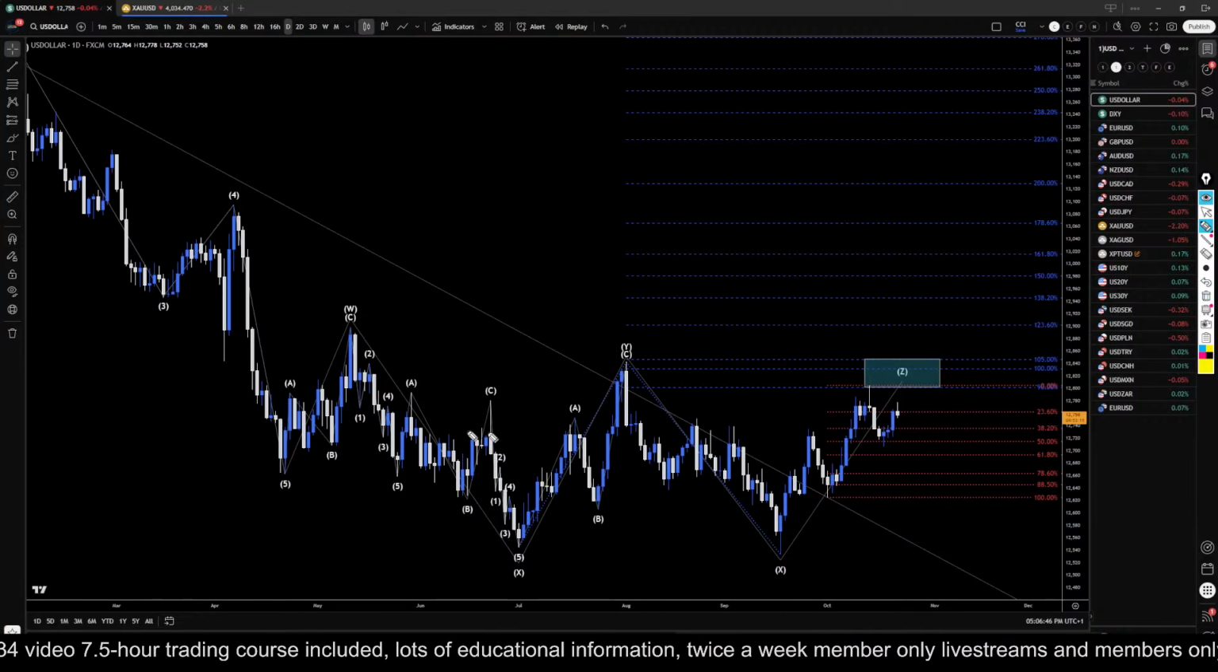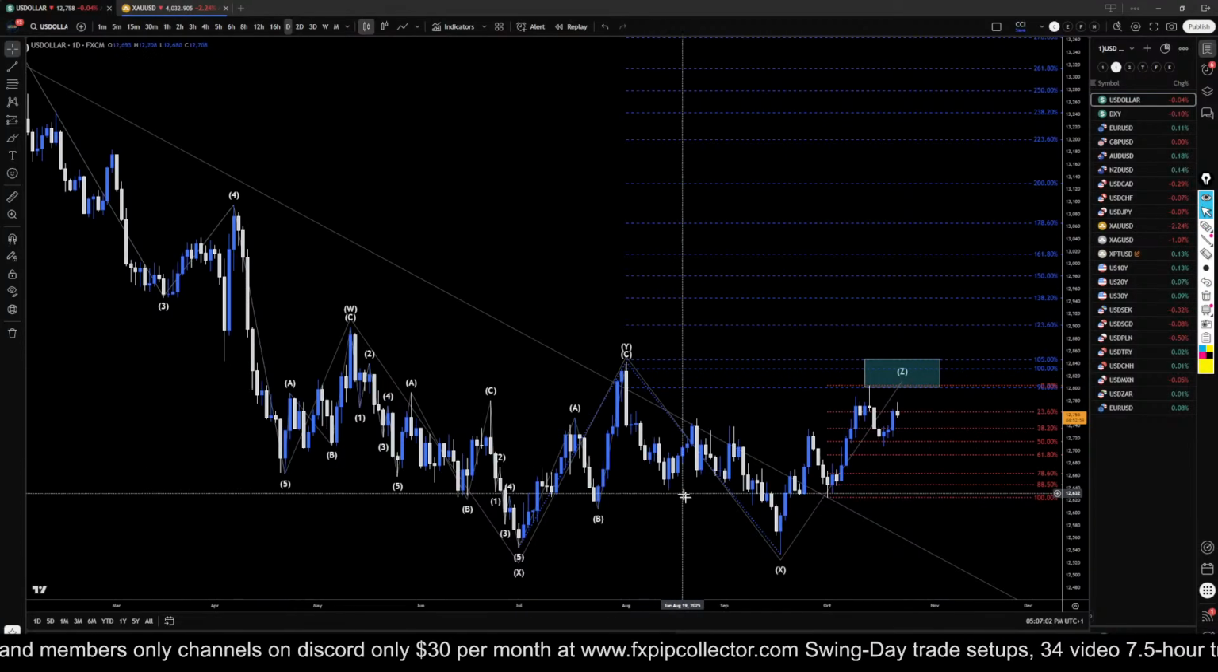And the reason why I say it potentially could be a WXYXZ pattern is because a WXYXZ should always play out in three waves. So it potentially should be three waves up, three waves down, three waves up, three waves down, three waves up. So that is potentially what I'm looking at here.